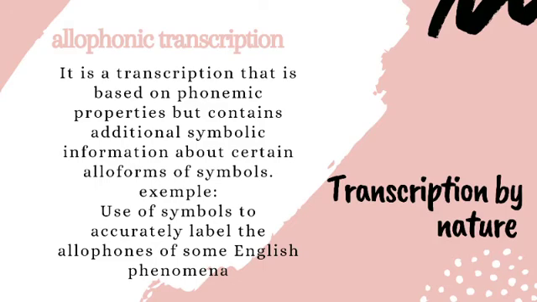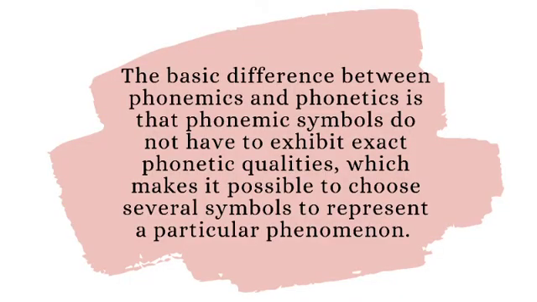Transcription by nature. Allophonic transcription is a transcription that is based on phonemic transcription but contains additional symbolic information about certain allophones of a symbol. For example, the use of symbols to accurately label the allophones of some English phonemes. The basic difference between phonemic and phonetic is that phonemic symbols do not have to exhibit exact phonetic quality, which makes it possible to choose several symbols to represent a particular phoneme.